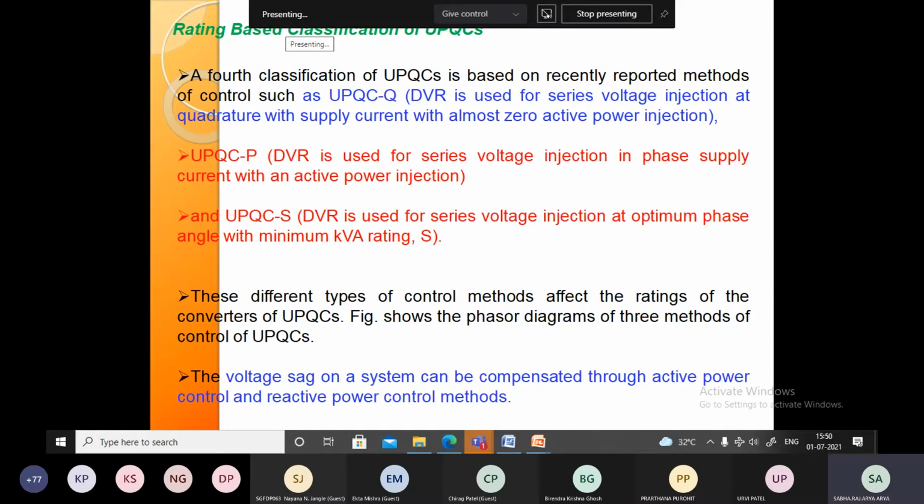What is UPQC-P? In UPQC-P, the DVR is used for series injection in phase with supply current, with active power injection. UPQC-S: the DVR is used for series voltage injection at optimal phase angle with minimum kVA rating. Based on that, people have decided the configuration.